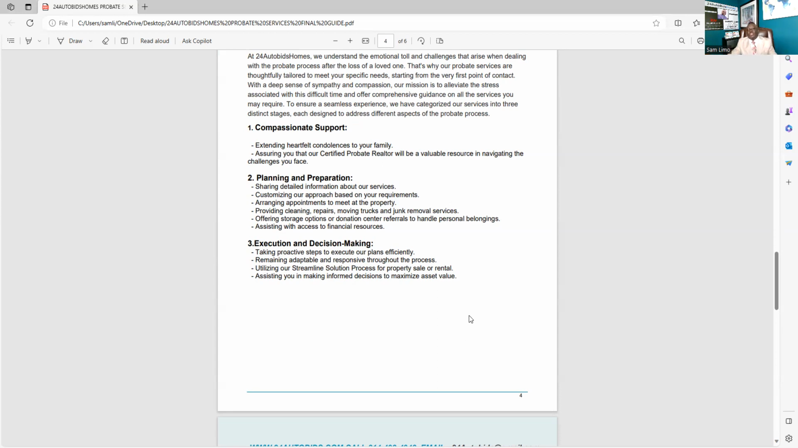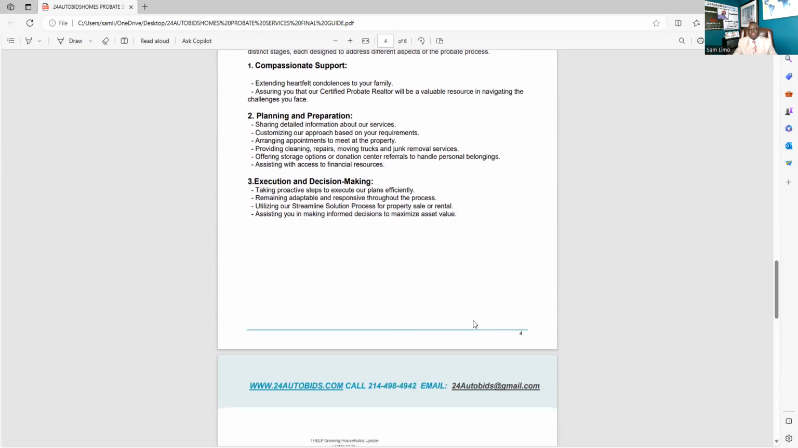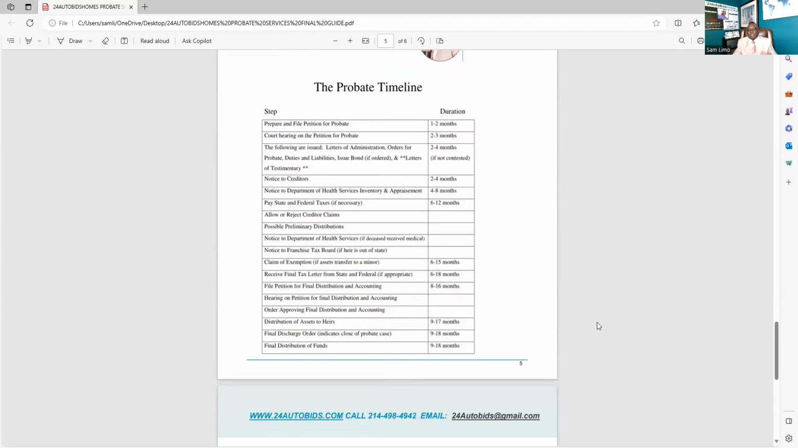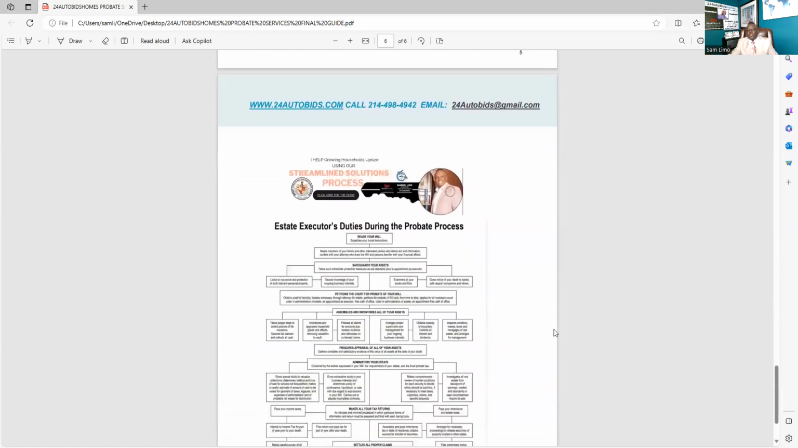Step number 3 is the execution and decision making. This is when we analyze all the preparations that we've come up with. We're going to take proactive steps to execute and plan effectively. We're also going to adapt to whatever eventualities come along. So we're here and prepared to be open-minded and to give you the best results. I'm also going to share the probate timelines. Probate can be anywhere from 9 months to 18 months until the whole process is complete. So we want to educate you on that and also give you the duties of an executor or the administrator so that you're aware of what they're doing and what they're supposed to do.